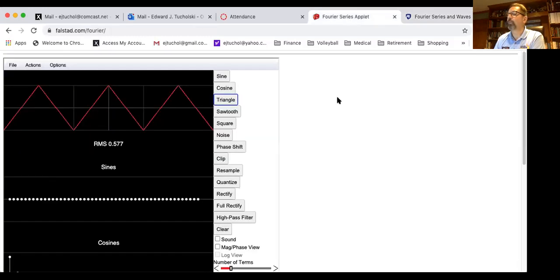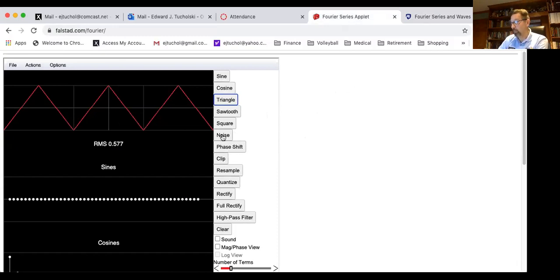I have another guy's work I steal regularly. This is an applet written by a guy named Falstad. I don't know where he teaches, but his stuff is remarkable in terms of being able to put things together. And we're going to work this problem here in a second, so I'll come back to it. We're going to do the math for this.